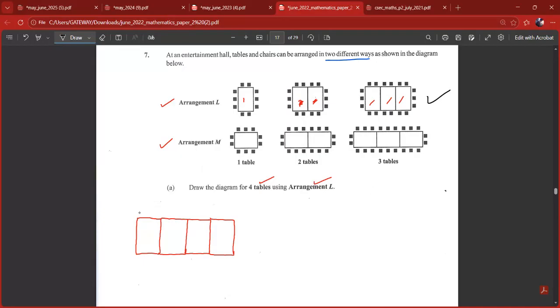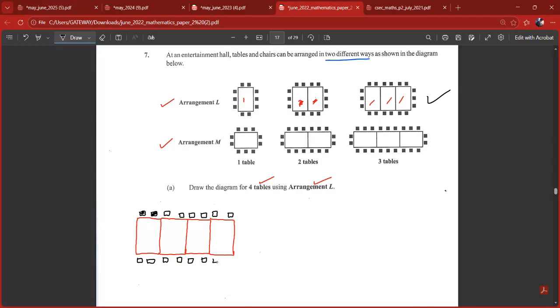So we have 1, 2. I don't think I'm going to shade them. It's taking up too much time. Another one, another 2 here. Another one there. Another one here. So there are 2 chairs above each table, and there are 2 chairs at the bottom of each table as well, based on the pattern.